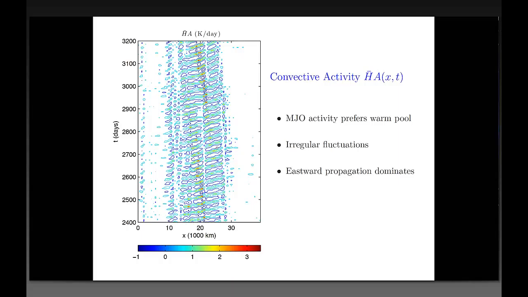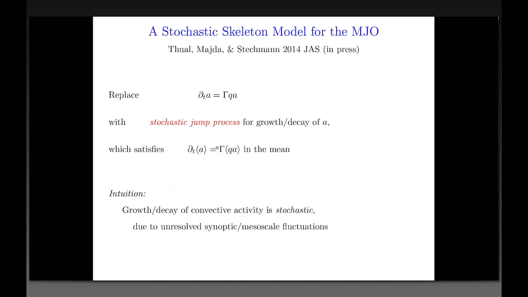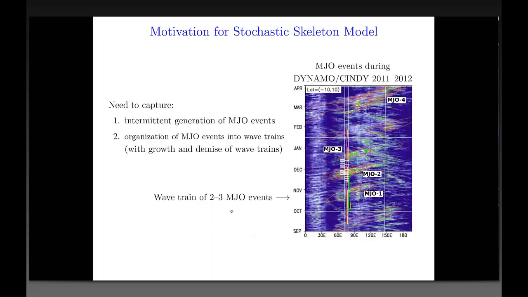So part of the motivation for a stochastic parameterization of convective activity is we want to capture the intermittent generation of MJO events. We want to see MJO events, maybe a sequence of a few, but then we want to see quiet times as well. So we want to see the growth and demise of wave trains, of clusters of MJOs.